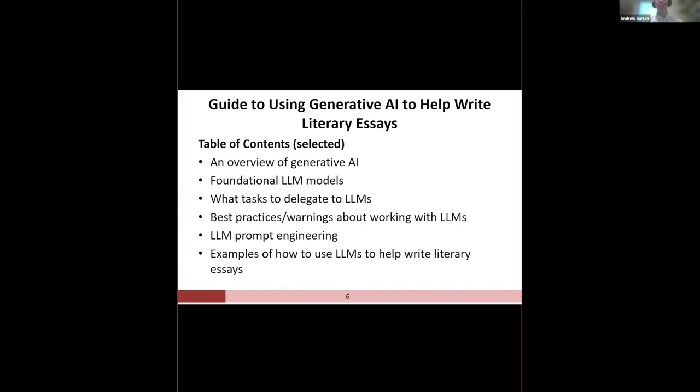So the first thing I do in that guide is give an overview of generative AI. What is it? On what principles does it operate? So for example, this is where I'll talk about how there's a very probabilistic component to what it produces and why that can cause it to produce unreliable or wrong answers, hallucinations, in other words, and give examples of what it can do and what it struggles to do.